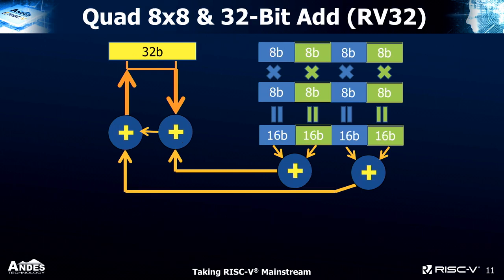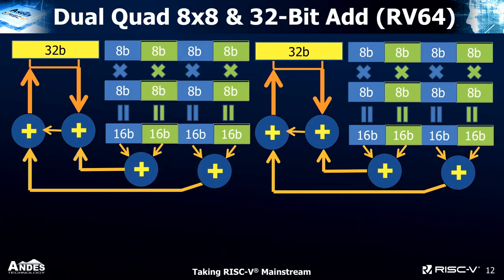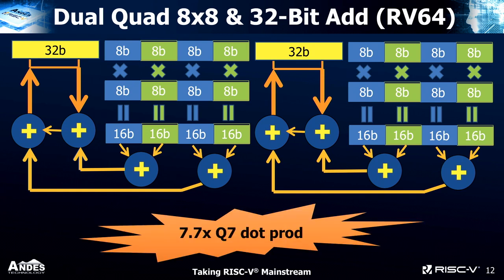The extension also includes an 8-bit multiplication. It does 4 8-bit multiplications and accumulates to a 32-bit result, which is also a pretty good performance improvement. In RV64, we duplicate the operations to do 2 of these in parallel, and it achieved close to 8 times performance improvement.